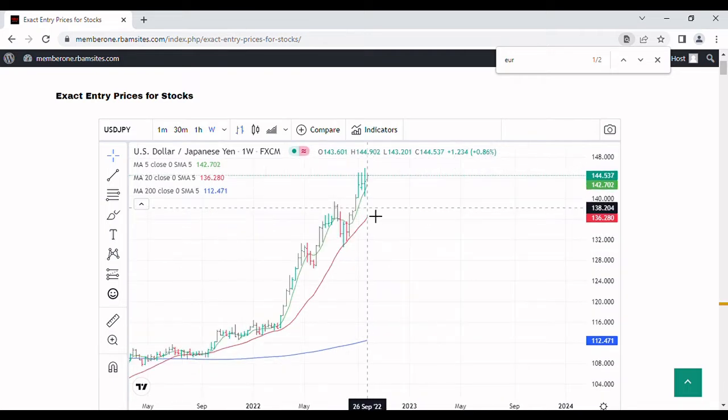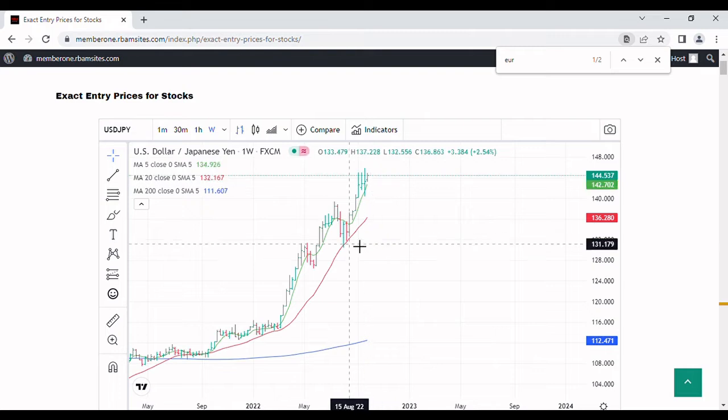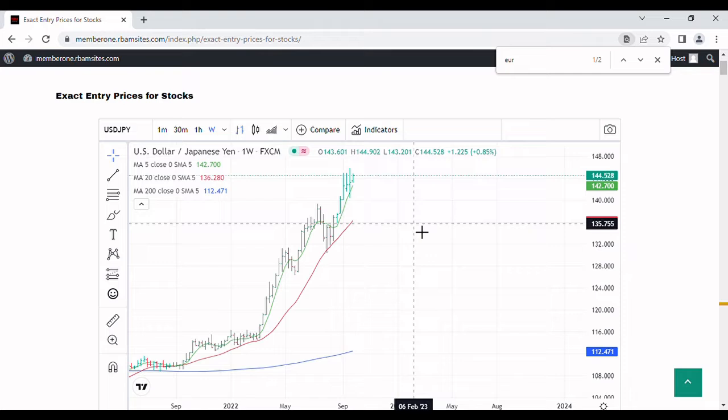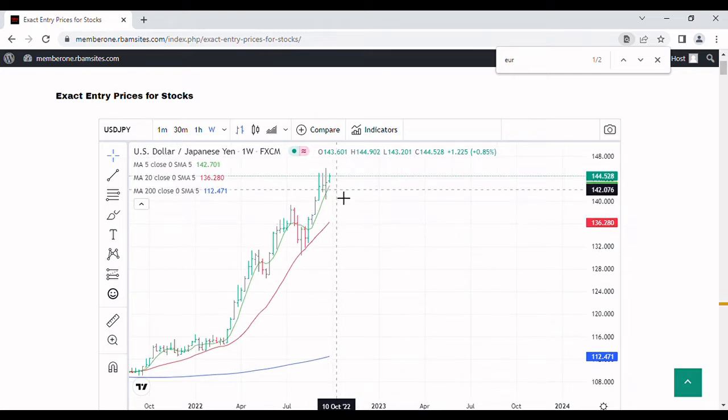If we spread this out, you can see the 5-week and the 20-week are very, very strong. It bounced right off the 20-week here. So again, when I say a decline to about 140-ish, 138-ish, that's still above this support. 140.34 would be this weekly support here.